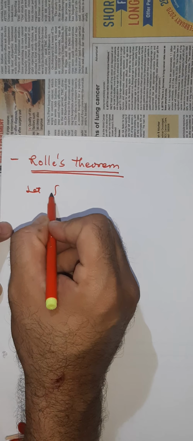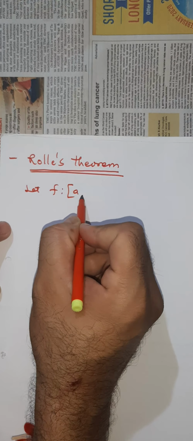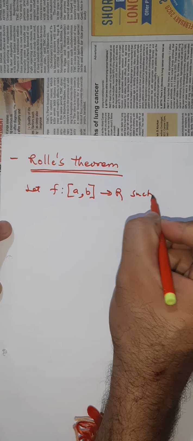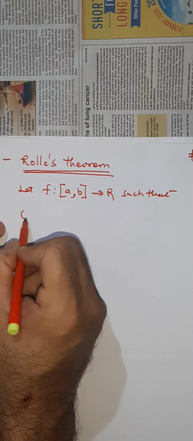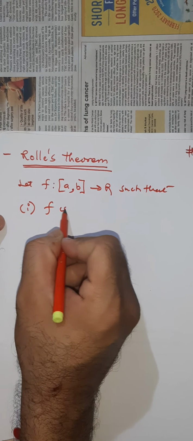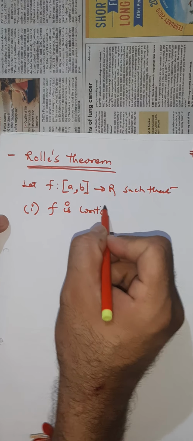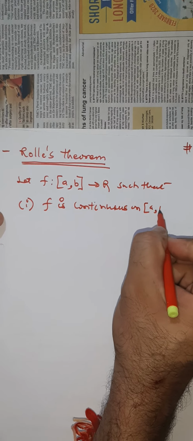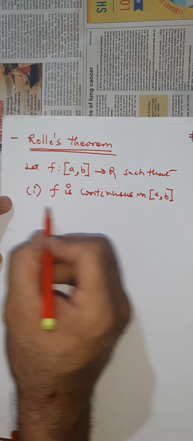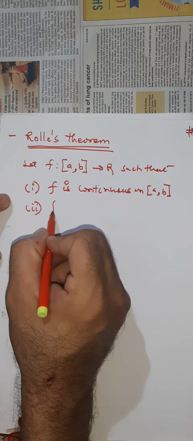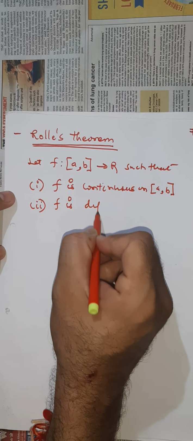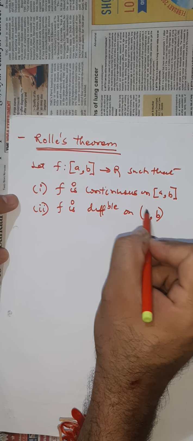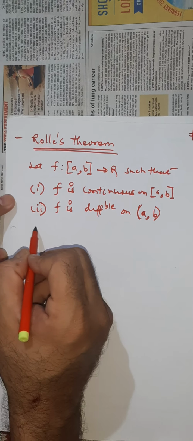So let f be a function from closed interval a b to R such that the function satisfies the following three conditions. f is continuous on the closed interval a b, that means there should not be any break. Second condition is f is differentiable on the open interval a b. At endpoints differentiability is not important.